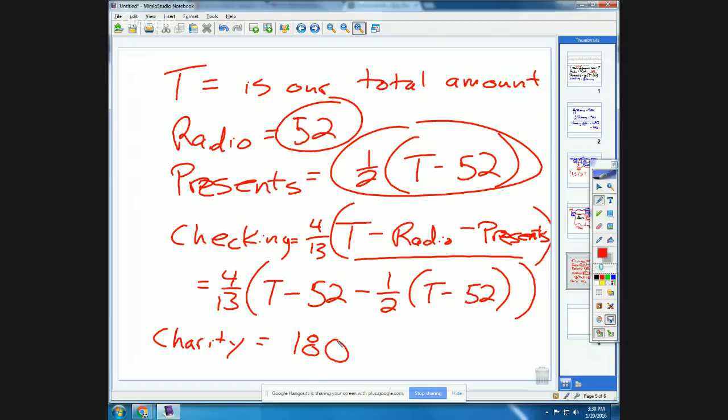And so here's what I know now. He bought a radio. He bought some presents. He put some money in checking. He gave some money to charity. All of that constitutes his total. So the total has to equal the sum of these things. And so now I have to put that all together into one equation.